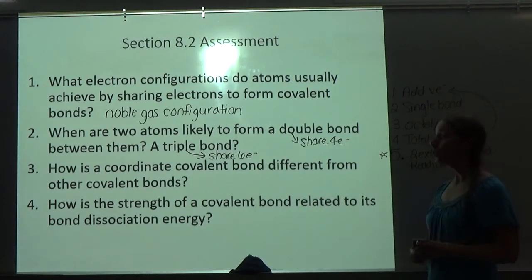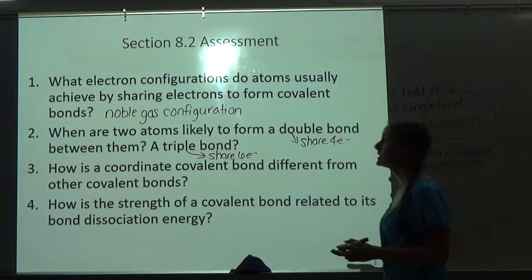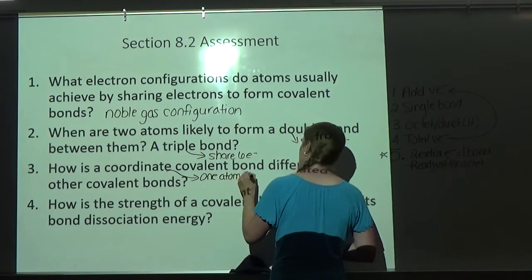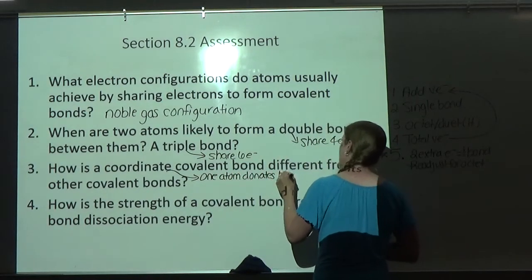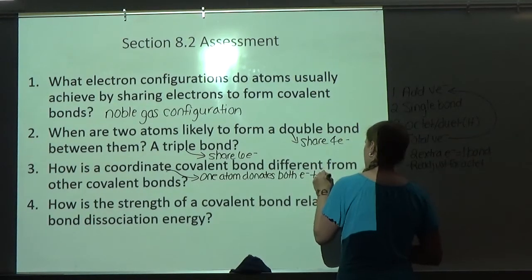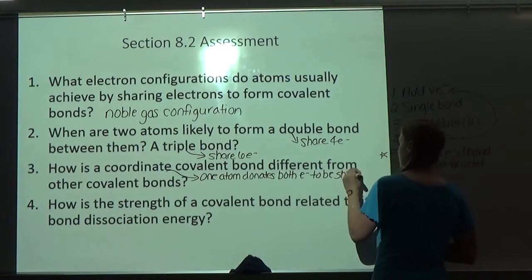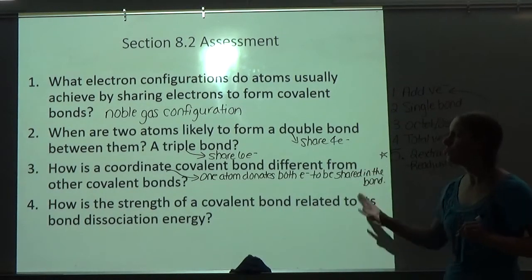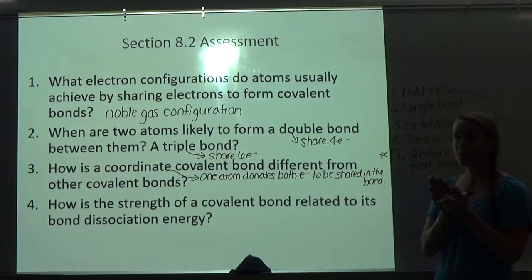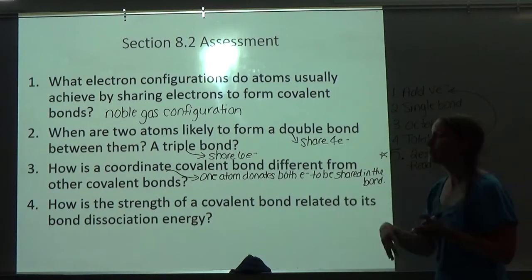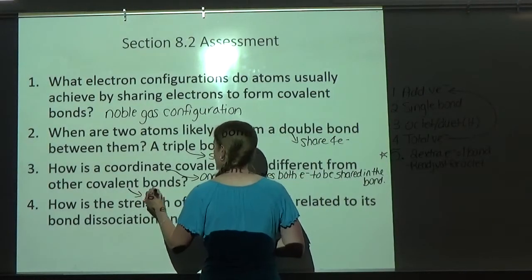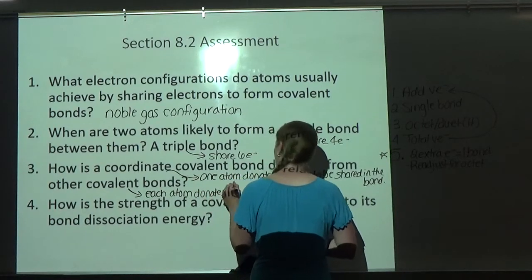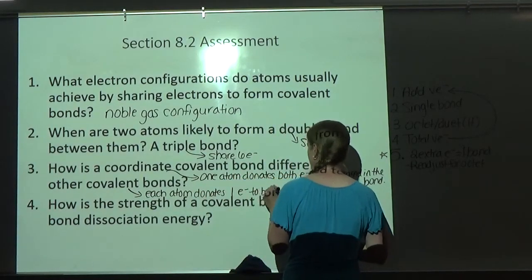So number 3, how is a coordinate covalent bond different from other covalent bonds? In a coordinate covalent bond, one atom donates both electrons to be shared in the bond. So like the bond is made of 2 electrons that are shared. So in coordinate covalent, one atom shares both the electrons. In normal covalent bonds, each atom donates 1 electron to be shared in the bond.